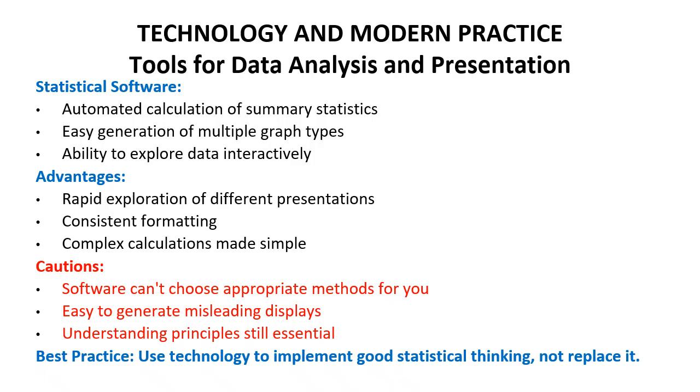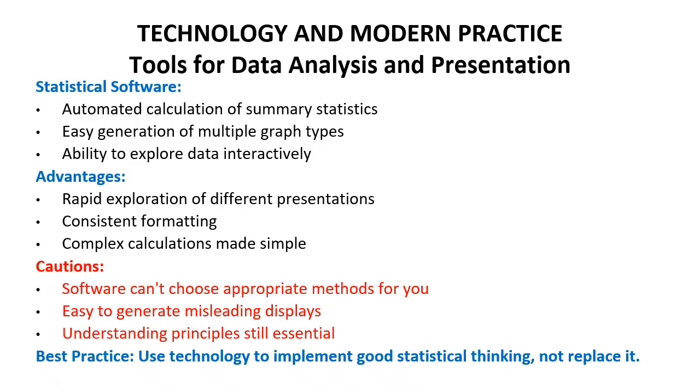So when we look at technology and tools for data analysis and presentation, you guys will not be doing SPSS or Excel in here. Mainly we want you to understand this because we want you to be able to read journal articles and interpret them. The statistical software is great. It does an automatic calculation of your summary statistics. It's an easy generation of multiple graphs. You can explore the data interactively. It's really great. Some of the good ones are SPSS, SAS, R, Python. A very basic one would be Excel. One of the advantages is that you can explore different presentations. You have consistent formatting, and the complex calculations that my age group had to make on Texas Instrument calculators, we can do much quicker.